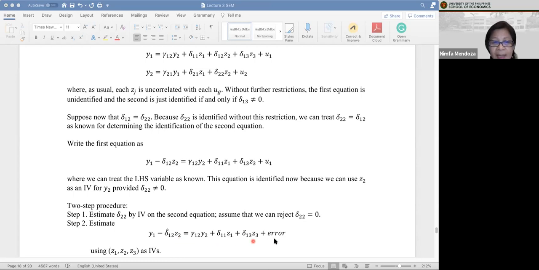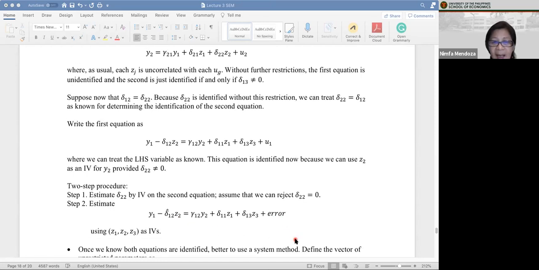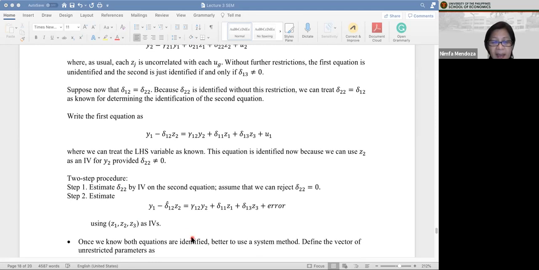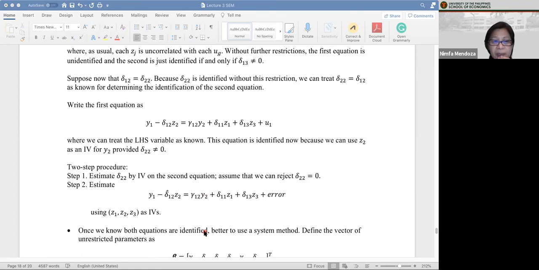And now you can estimate this again. So this is known. We have data on y2, z sub 1, z sub 3, and the IVs. For y sub 2, your instrumental variable would be z sub 2. So you can estimate the structural parameters.